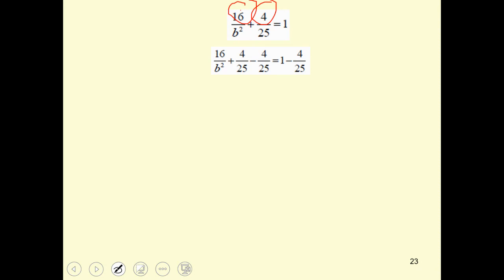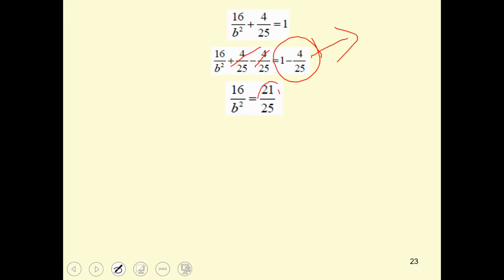So we subtract 4 over 25 on both sides, class. Okay? We subtract on the other side so that it cancels. So 1 minus 4 over 25, class, that is subtraction of a whole number and a fraction. That's elementary already, class. You can do the calculation. So this will become 21 over 25.